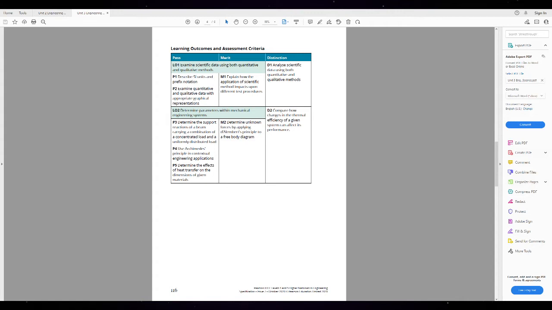It involves, could Rose have let Jack climb on the door with her and not die? And I'm being told it's a bit frivolous for an HNC. But that is basically Archimedes' principle in contextual engineering applications. So we're going to be working out the buoyancy of something, determining will it float, will it sink.